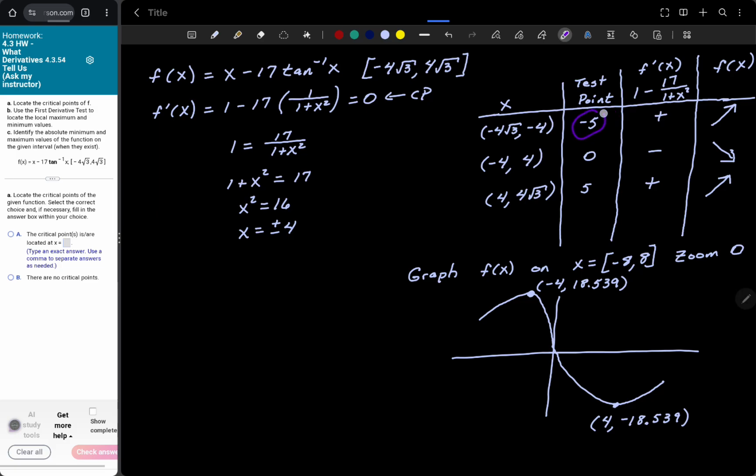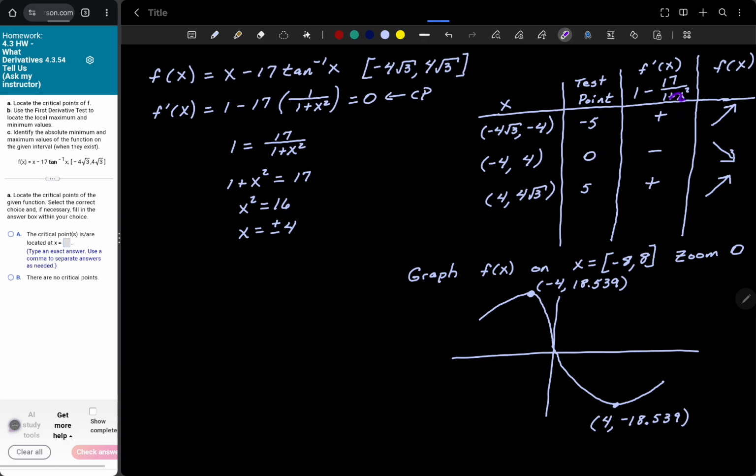So when I plugged these into the first derivative here, you'll notice I didn't put the specific number. You could have. When I plug a negative 5 into this, it would really give me 1 minus 17 over 26, which is 26 over 26 minus 17 over 26. It'd give me 9 over 26. The only thing I care about, though, is that it is a positive 9 over 26. So I'm trying to emphasize that by only putting the sign of the answer when I plug each of these test points into my first derivative.